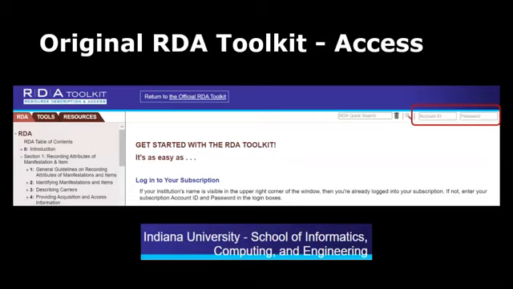If the text Indiana University School of Informatics, Computing and Engineering is not visible in the upper right corner, fill in the account ID and password given in the module in the upper right corner.